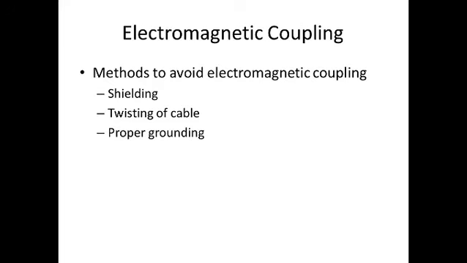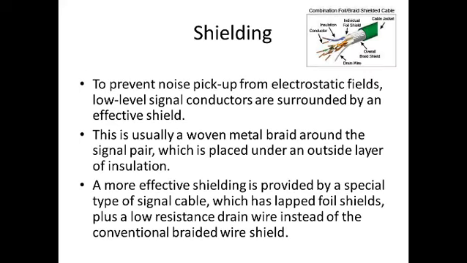Then another problem with biomedical instrumentation is electromagnetic coupling. We have seen this problem in the previous chapter also. So what are the methods? We will just cover the methods for avoiding electromagnetic coupling. There are basically three methods used. First one is shielding, second is twisting of the cable, and the third one is proper grounding. So what is shielding?